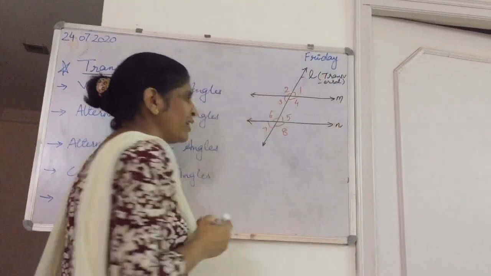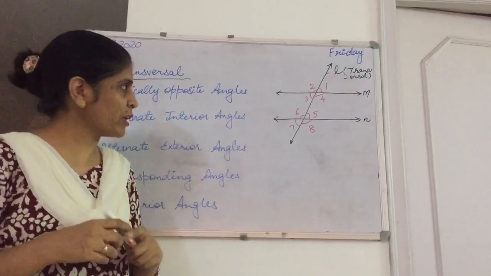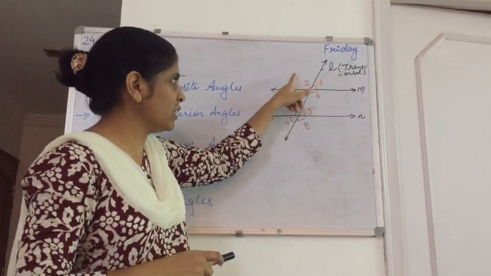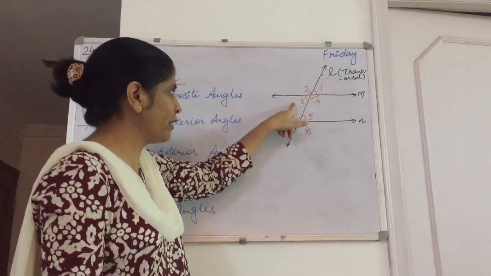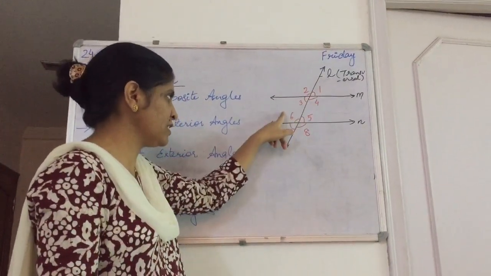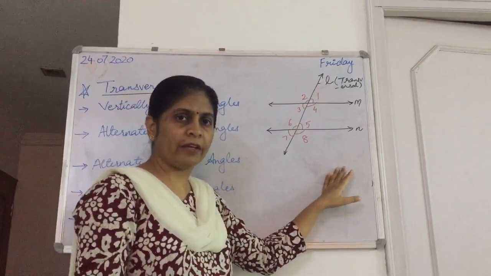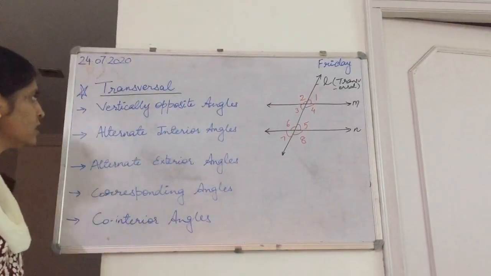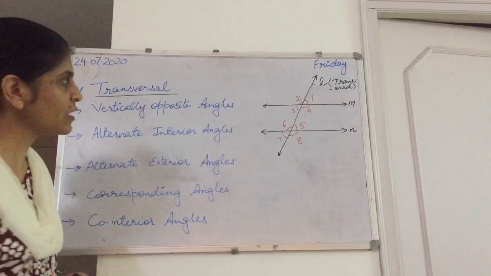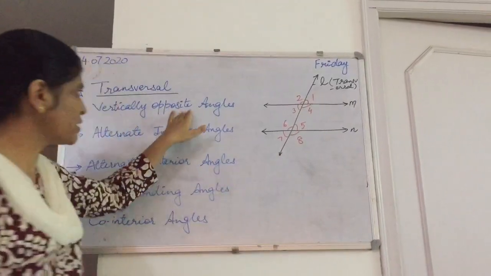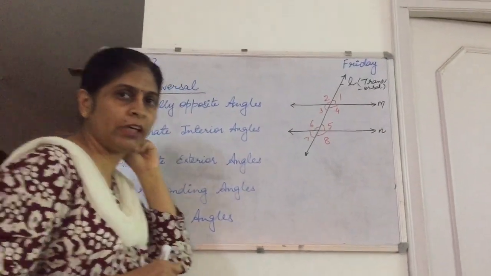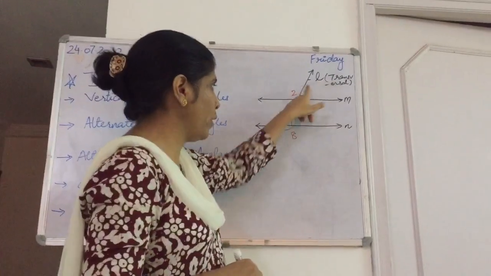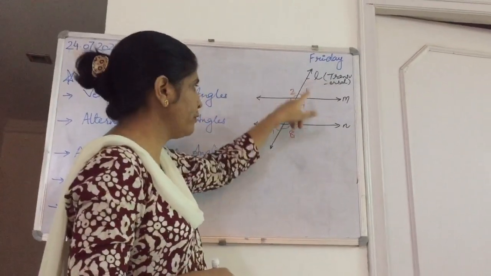Now when we talk about transversal, you can see that 8 angles are formed. I marked the numbers as well: angle 1, angle 2, angle 3, angle 4, angle 5, angle 6, angle 7 and angle 8. So there are 8 angles formed. Now as you have studied vertically opposite angles, let's discuss what the vertically opposite angles are in this. 1 and 3, 2 and 4.